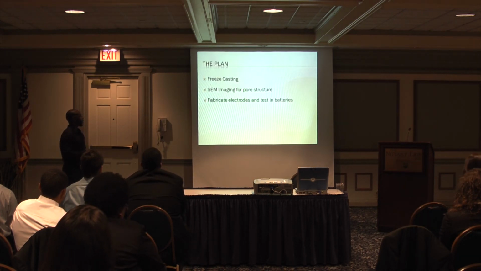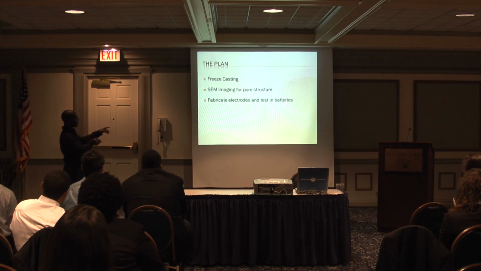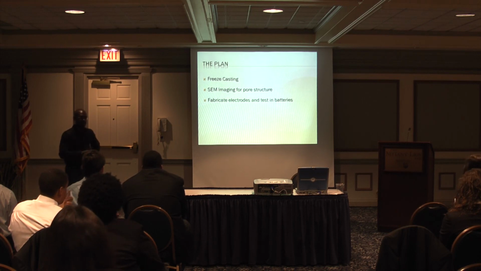So, all together, our plan is to use freeze casting on a slurry, freeze it, and hopefully we can get those pores that we're looking for. And to make sure that we've gotten those pores, we're going to take our monolith and put it into a scanning electron microscope. Afterward, we're going to fabricate electrodes and test them in batteries.